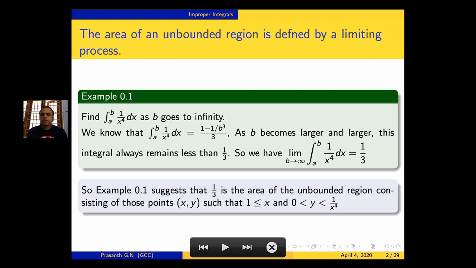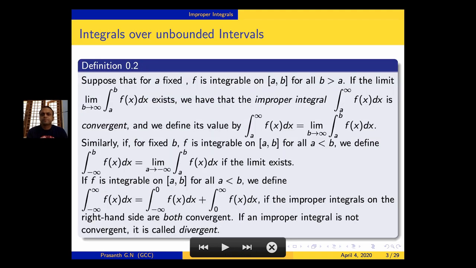Okay, so this gives us a broad idea. In this example, we say that the area of the unbounded region consisting of points x, y such that 1 is less than or equal to x and 0 is less than y less than 1 by x raised to 4 is nothing but 1 by 3.